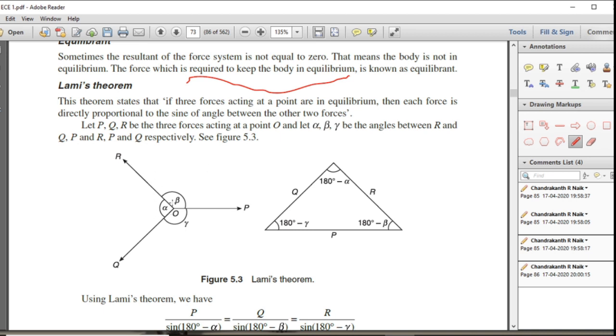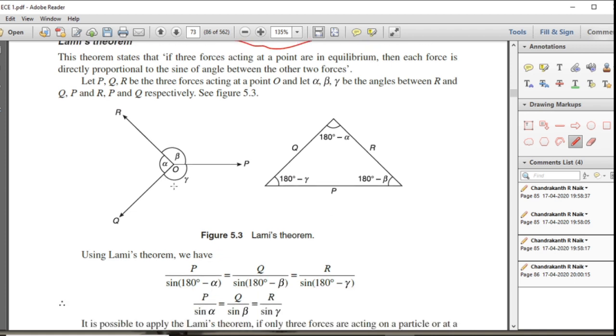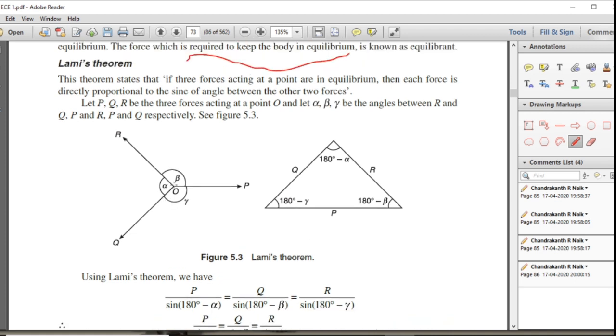Let alpha, beta, gamma be the angles opposite to those forces, or the angles between R and Q, Q and P, P and R. Fine. Alpha, gamma, beta. Now how shall we prove that? So this is the force P. For proving this, we should remember our converse of the triangular law of forces.